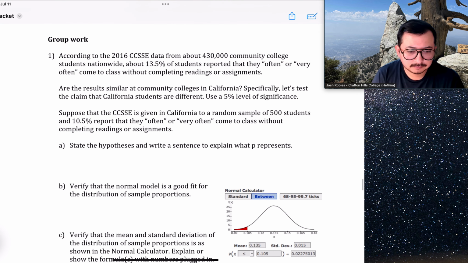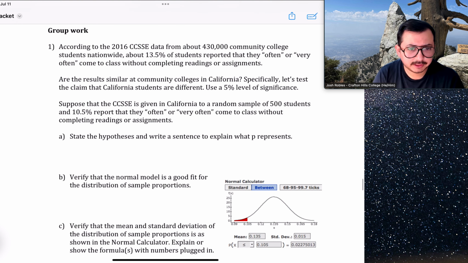Okay, similar scenario here, I believe. Same survey, 13.5% said they often or very often come to class without completing readings or assignments. So do you do your readings and homework essentially before class? So we gave it to 500 students. That was given to nationwide students.